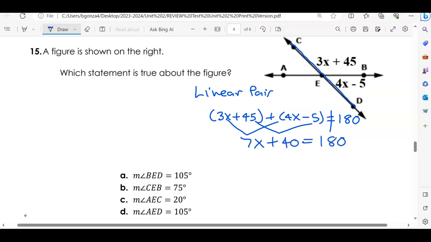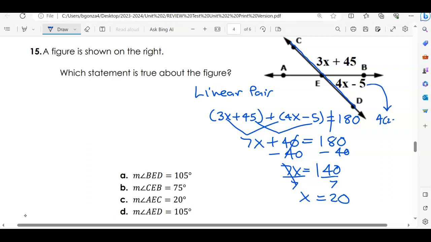It equals 180. And then get rid of this loner. Opposite of plus 40 is minus 40. 7x equals 140. Divide by 7. And I get 20. Now, if you just pick letter C because you see 20, that would be a mistake, okay? Let's plug in 20 right here. So 4x minus 5 is 4 times 20 minus 5. 4 times 20 is 80. 80 minus 5 is 75.